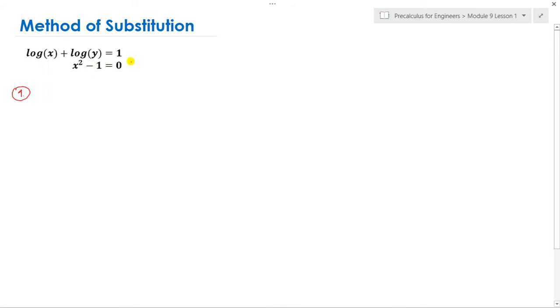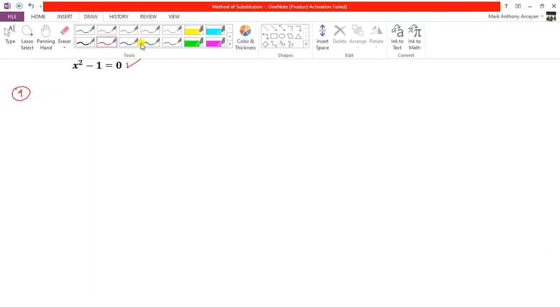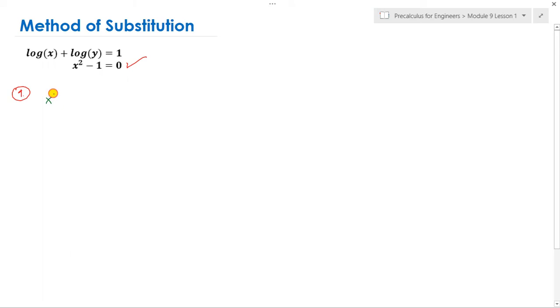So I'm going to pick the second one. Okay, this is a polynomial and there are no other variables present. So I'm going to choose the second equation, x squared minus 1 is equals to 0. Transposing to the other side, x squared is equals to 1. Taking the square root, x is equals to positive 1 and x is equals to negative 1.